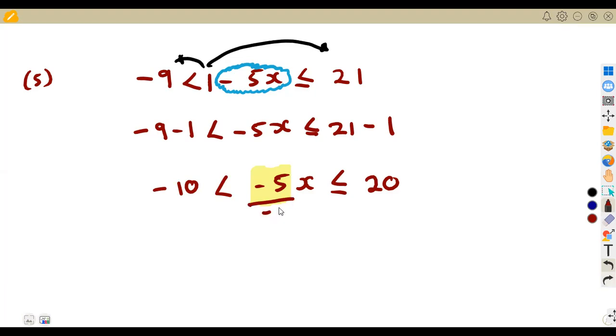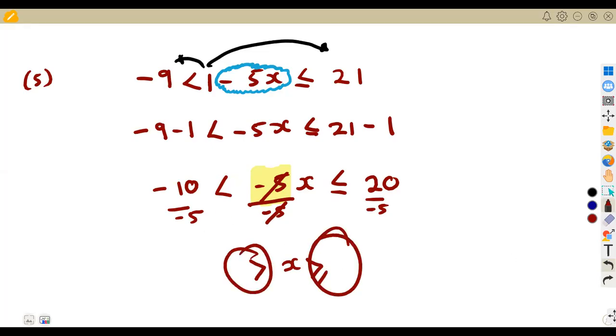The moment we divide by negative 5, it affects the sign. Instead of our sign facing x like this, it is going to face the other direction because of that negative. Everything else remains as it is. Negative, negative cancel. 10 divided by 5, that's a 2. 20 divided by negative 5, that's a negative 4.